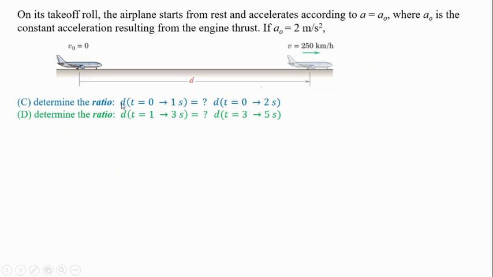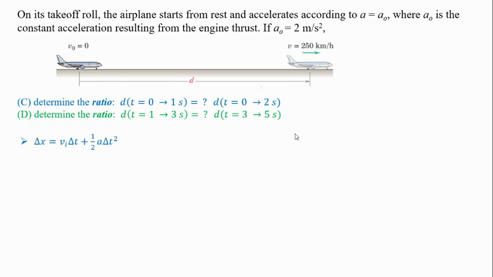Here, part C asks you to find the distance from the first second compared to the distance during the first 2 seconds. So from 0 to 1 and then from 0 to 2. And then part D asks us to find the distance from 1 to 3, compared to the distance from 3 to 5. So it's important that as you do these ratio problems, you pay attention to the intervals of time that are being compared. Okay, so let's do part C.